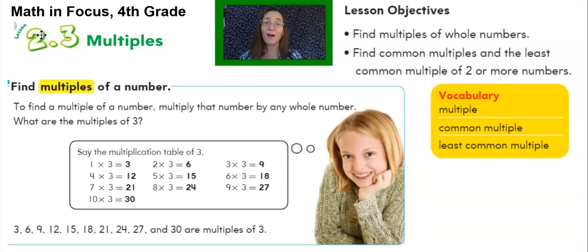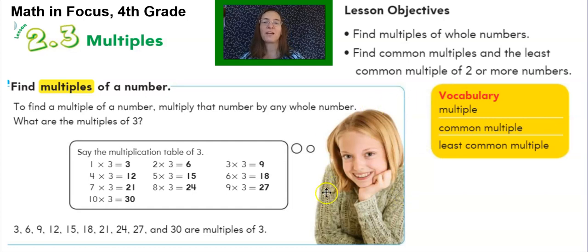Multiples are just the products of two factors. But looking at multiples and how the multiples of one factor compare to the multiples of a different factor, that is a relationship and series of patterns that can really help us when we're working to understand math deeply. So to find multiples of a number, you just multiply that number by any whole number. We're not dealing with pieces and parts.